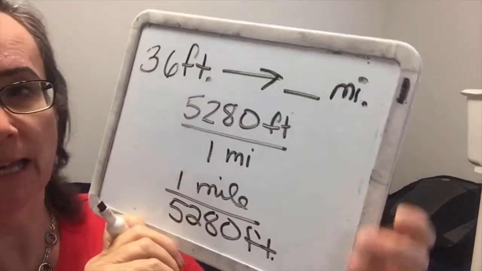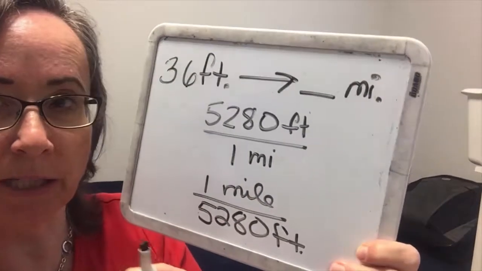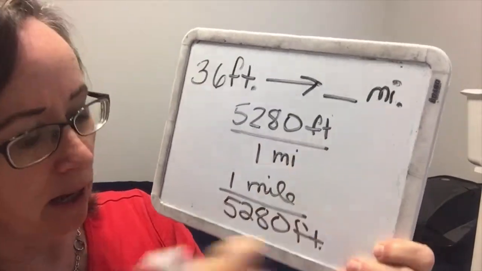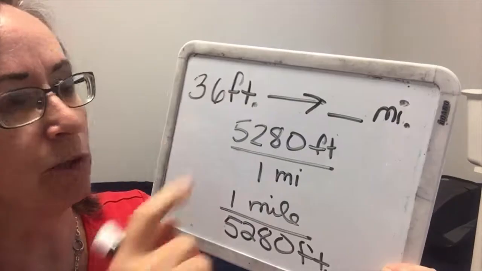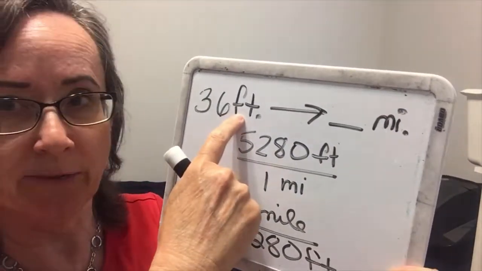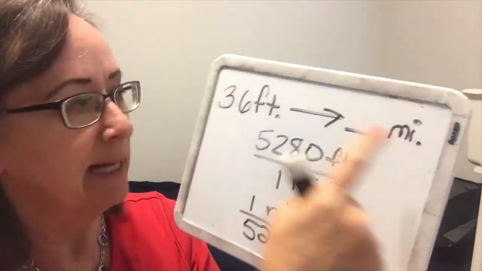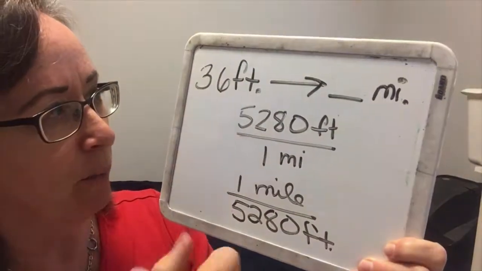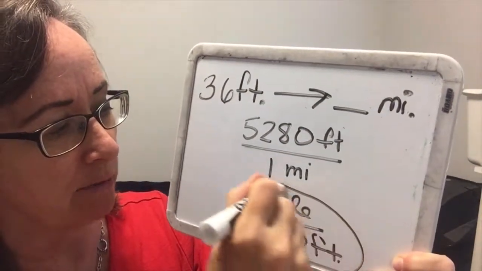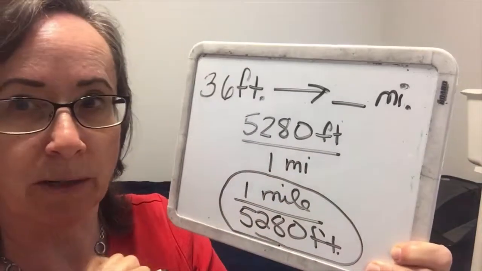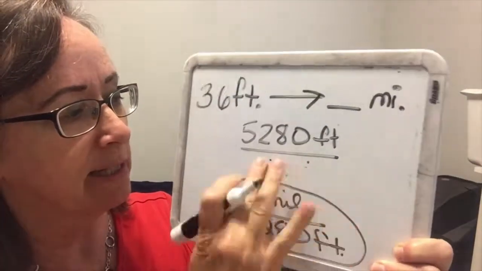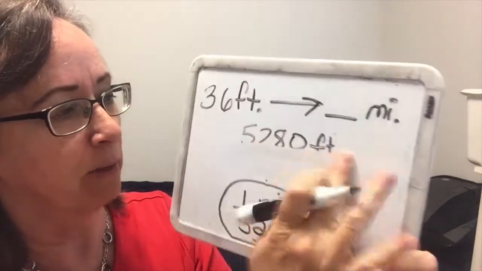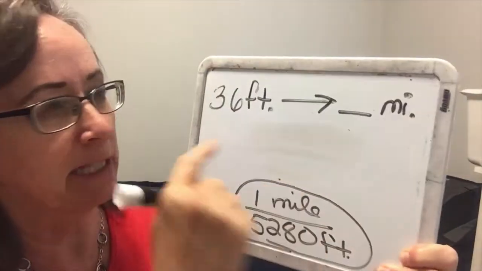So now we have to decide which way we want to use this unit multiplier in order to get what we want. We want to get rid of feet and we want to get miles. Since we want to get rid of feet, we want to cancel the feet. So we want this unit conversion here. This is the one we're going to use. So let's take this one away. It's not the one we need on this problem. And let's put our problem here.